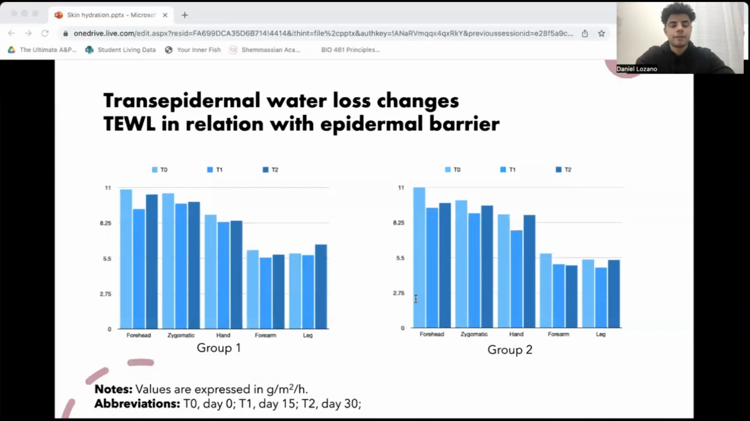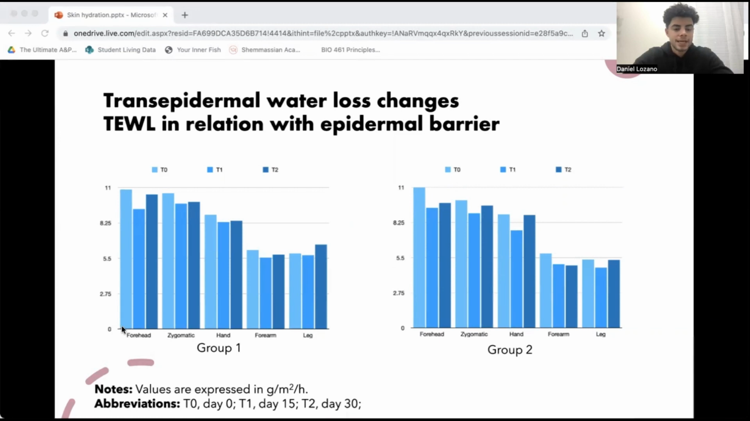Here in this graph, we have the transepidermal water loss changes in relation with the transepidermal barrier. The epidermis functions as a physical barrier to the external environment and works to prevent water loss from the skin. It moisturizes the skin, the outermost layer, and provides protection, helping us retain natural oils and nutrients.